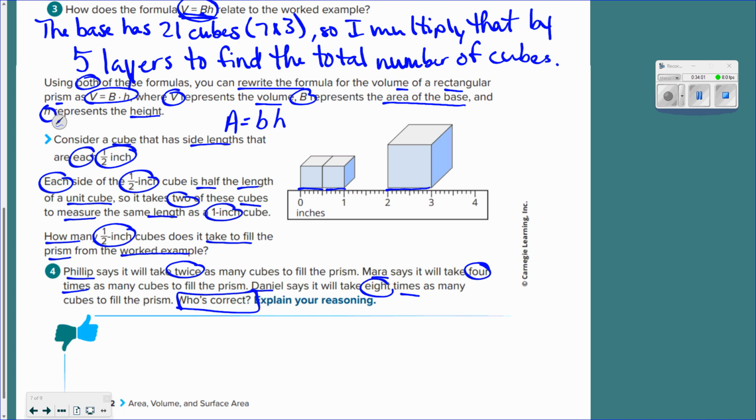Unit cubes, how changing that side measurement changes the number of cubes you need to get to 1 cubic inch, right? So, given these, who do you now think is right? Write down. When we switch to that half-inch cube, I now need 2 across, I also need 2 deep, and I need 2 high. That means there's now 8. So Philip is correct. What? Daniel. Daniel is correct. I'm just seeing if you guys are paying attention.